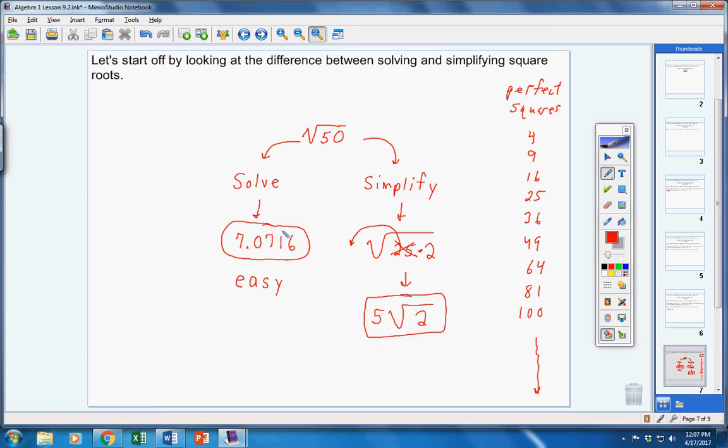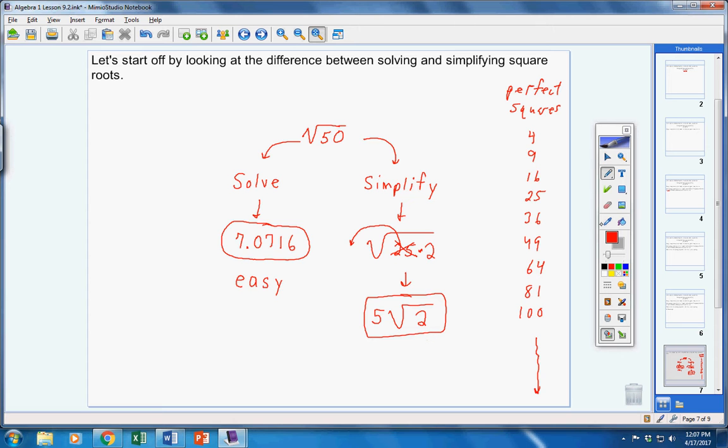This is solving it. This is simplifying it. Do you understand? Now, Mr. Earhart, just like in a fraction, when we're reducing a fraction, sometimes we can reduce it more. How do I know I can't simplify this further? Good question. Check your numbers. Do any of these numbers go into 2 evenly? No. So you know you're finished.